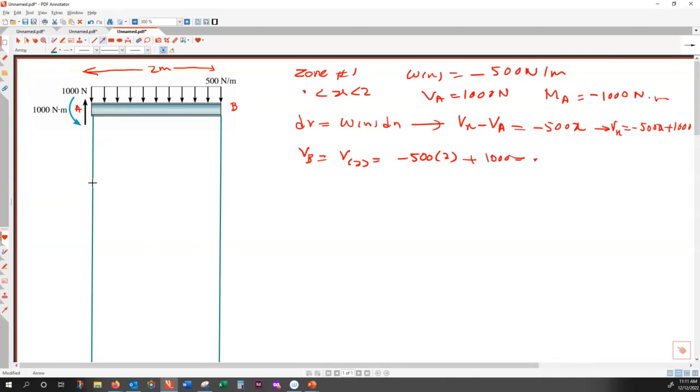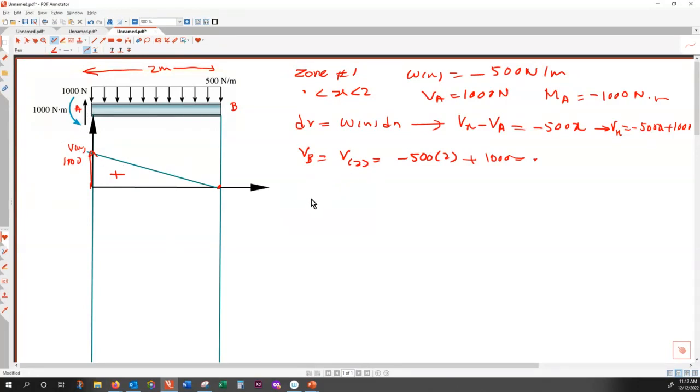We easily can plot the variation of V. Starting at 1000 here, it's an equation of a line with a negative slope, and it goes to 0 here. So between them the variation is linear, from 1000 to 0, and that being a positive shear. The maximum shear is at point A.